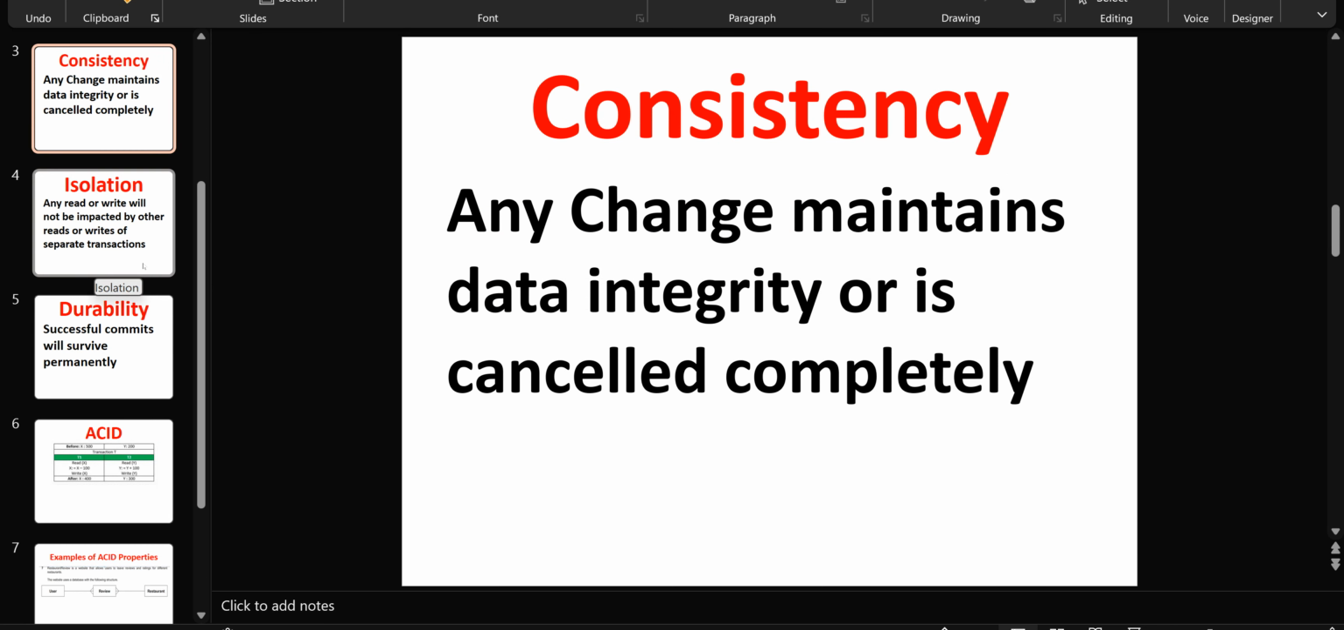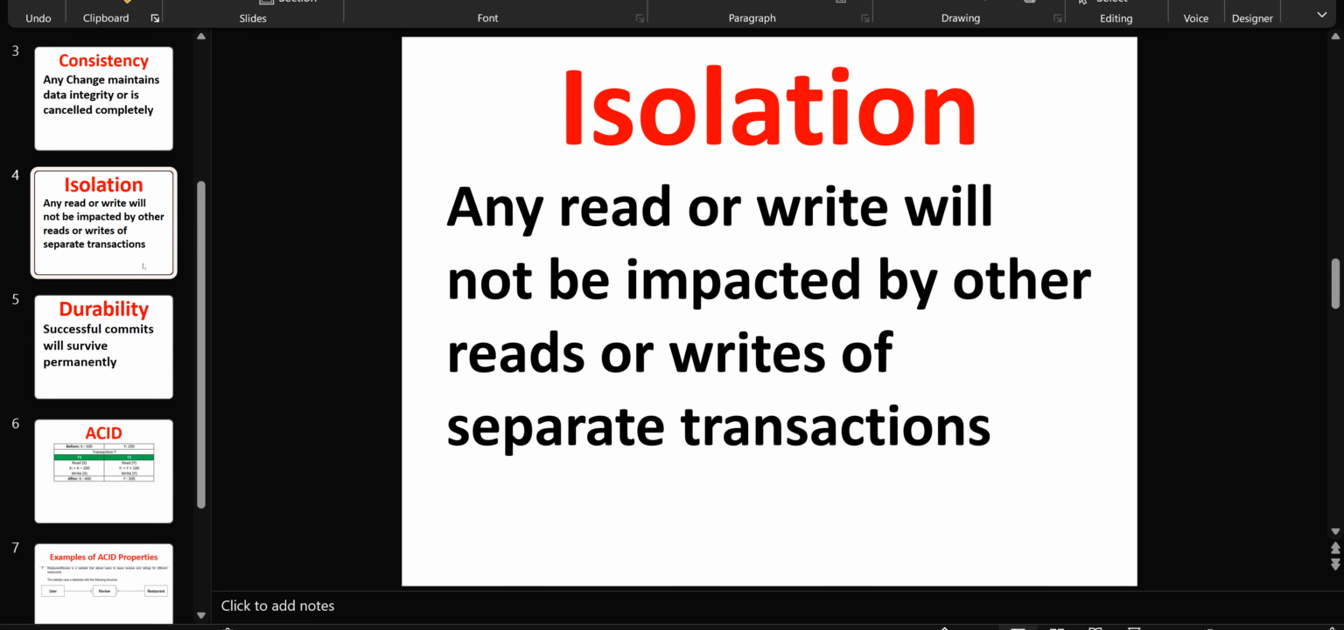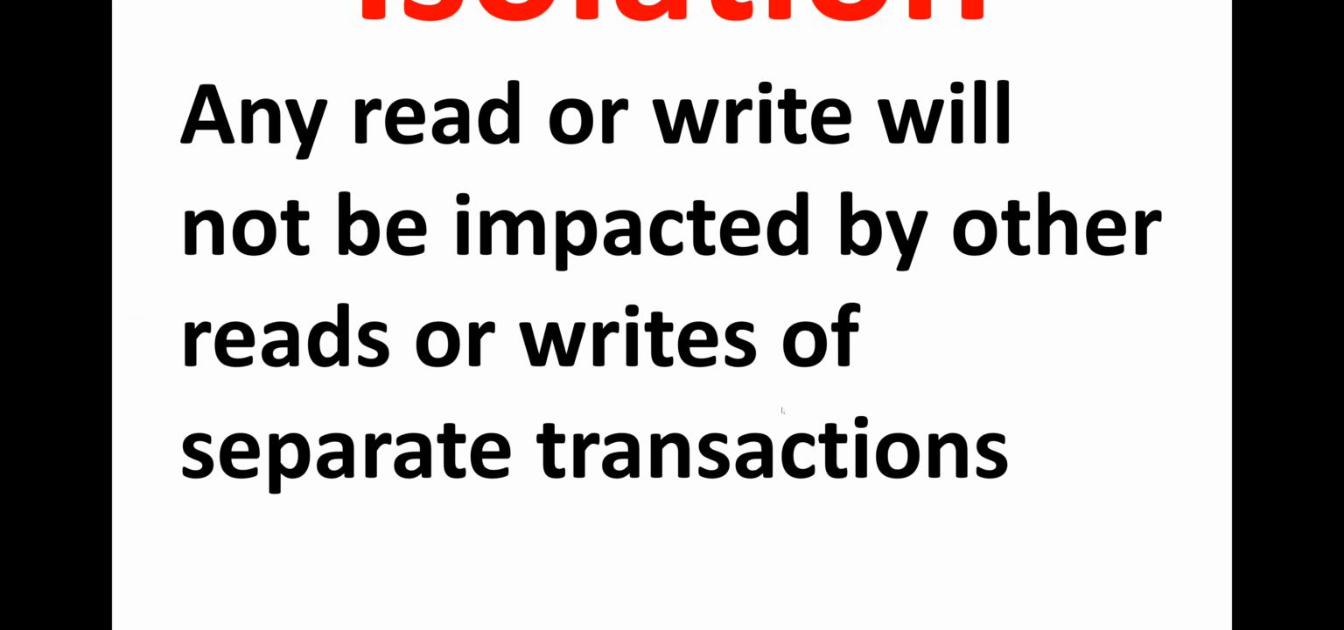Then the third property is isolation. So isolation means any read or write operations will not be impacted by other read or write operations. What that means is basically that only one person is allowed to access the database at one time. So for this purpose, in databases, we use two things. One is called locking, and the other is timestamping.